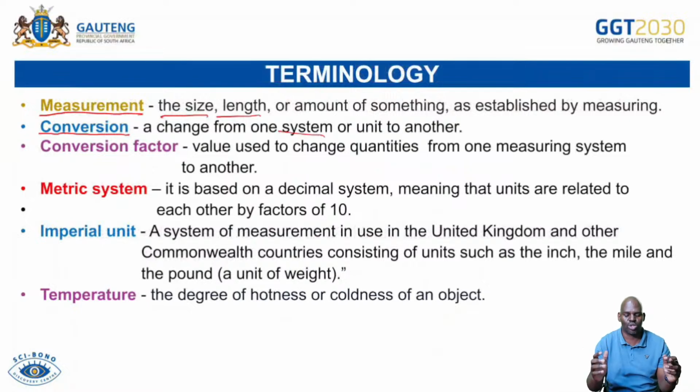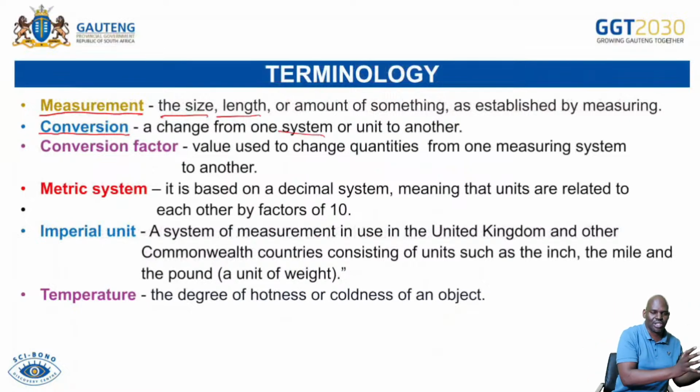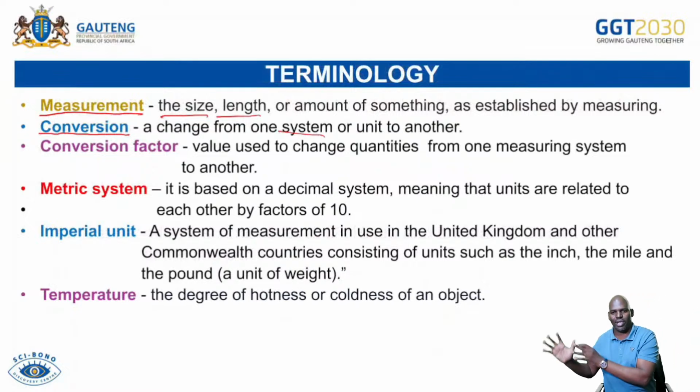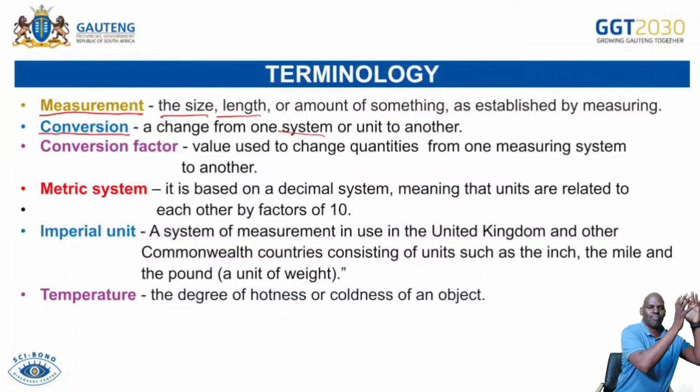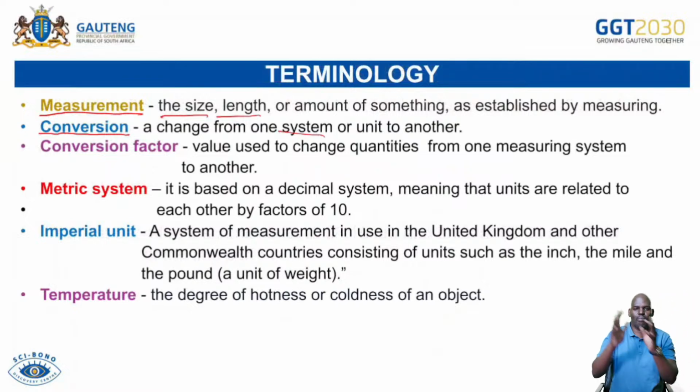So in this case, we say we are changing from one system to another, we might mean we are changing from imperial unit to metric unit, or we are changing from metric unit to imperial unit. When we say we are changing from one unit to another, it might mean we are changing from a gram to a kilogram, or we are changing from a mile to a kilometer. By so doing, we are doing conversion.